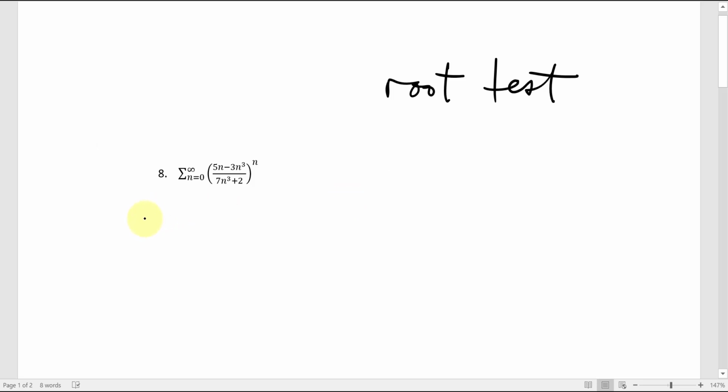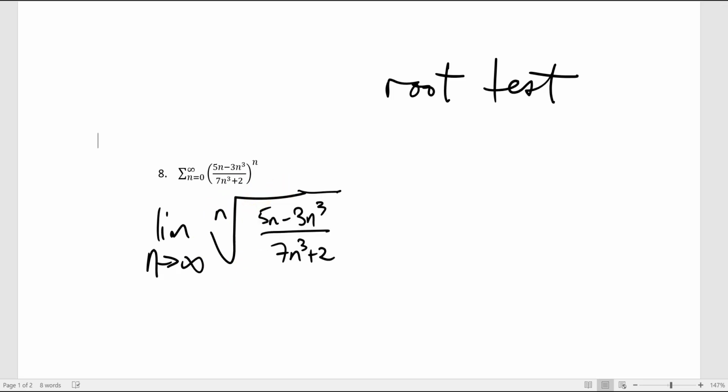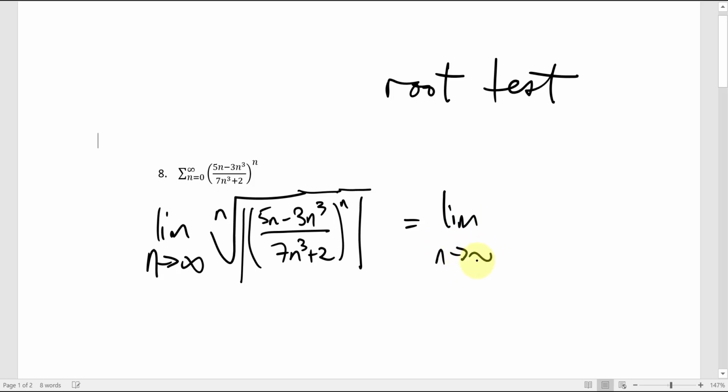So the root test says the limit as n goes to infinity of the nth root of the absolute value of the nth term. Technically there is a parenthesis here, an nth power, and then absolute value, because it's the absolute value of the nth term. Now, I can take that absolute value inside, because whether you take an absolute value first and raise it to a power, or raise to a power and then take the absolute value, algebraically that's the same thing. And that's what I want to take advantage of here, the algebra of the absolute value and exponents.